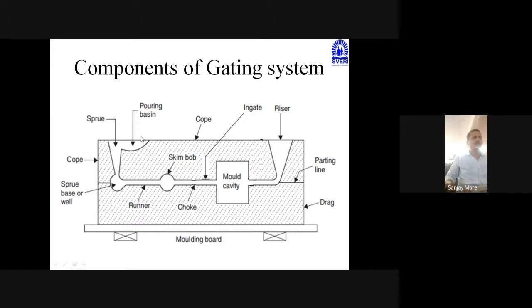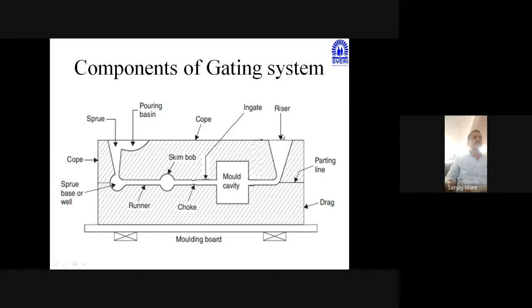Here, spur pouring basin, you have to pour the liquid molten metal here. Then this liquid molten metal comes to the spur base or well. Then this liquid molten metal flows with the help of the runner, and the skim bob creates a pressure on the liquid molten metal, and the choke also creates pressure, and this liquid molten metal goes through to the mold cavity here.